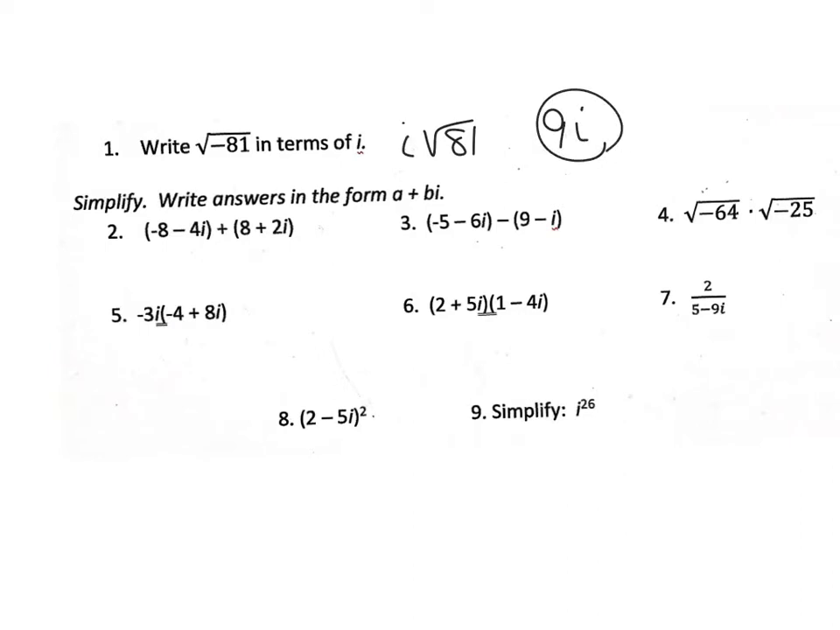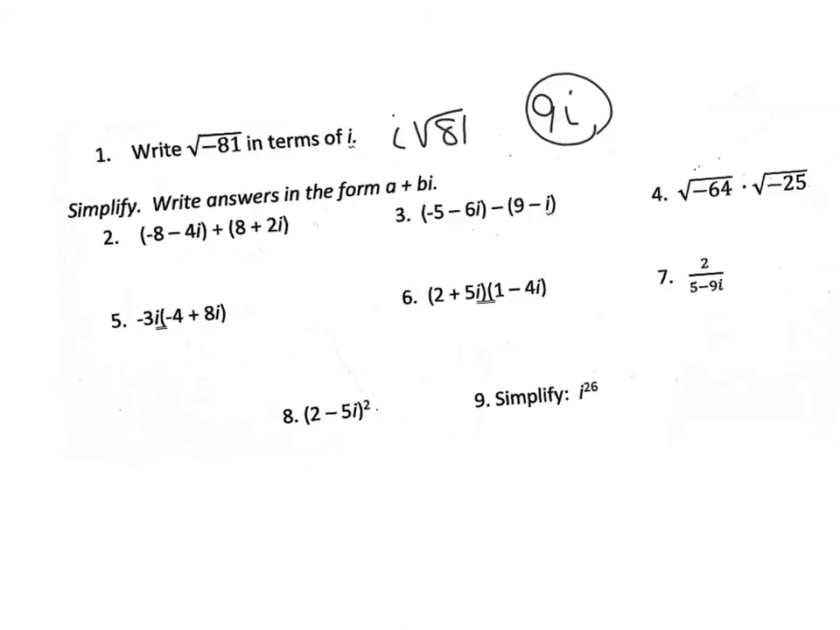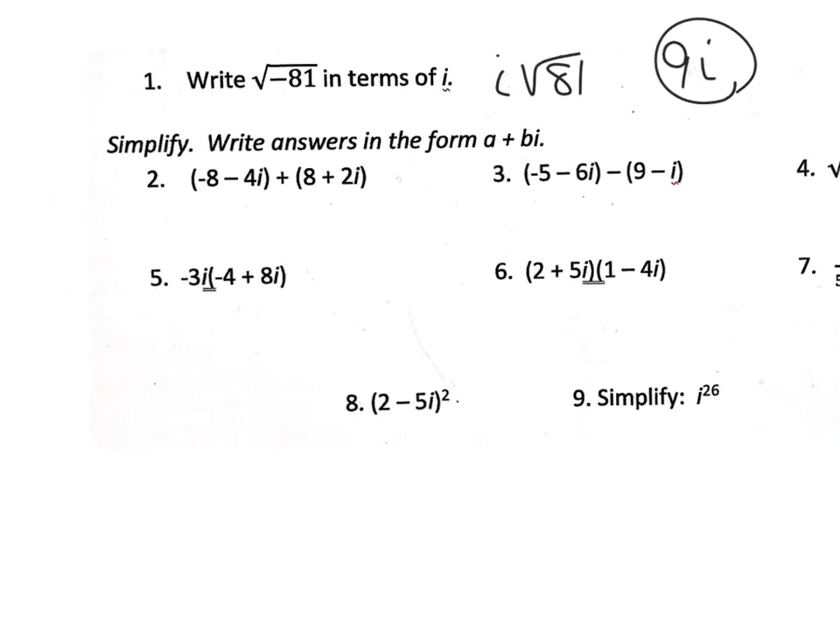Number two has addition of complex numbers. All you do is add the real parts, negative 8 and 8. That actually cancels each other, that's 0. And then I have negative 4i plus 2i, which is negative 2i, so that's all you do there. No more 8s.